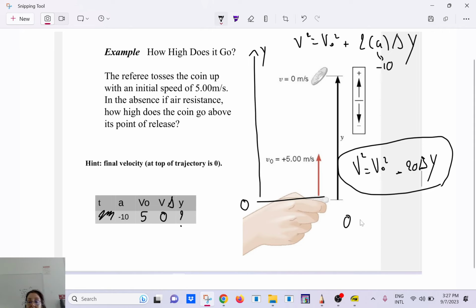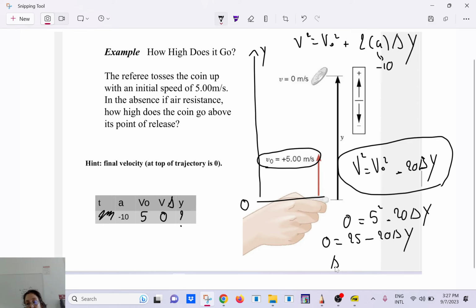So 0 equals v0, which is 5 squared, minus 20 delta y. 5 squared, that's the initial, yeah. So 0 equals 25 minus 20 delta y. So delta y equals 20 divided by 25.